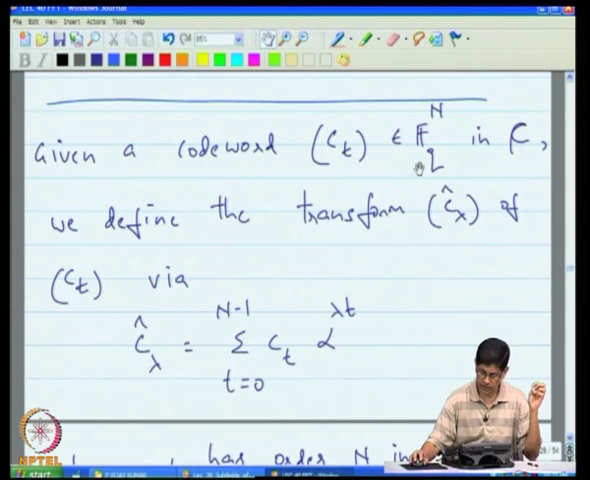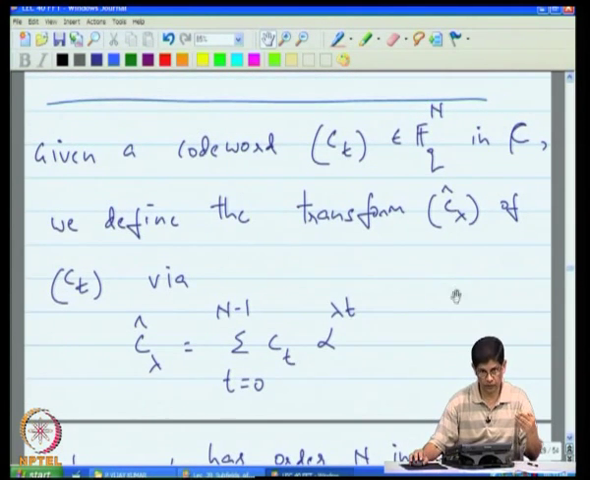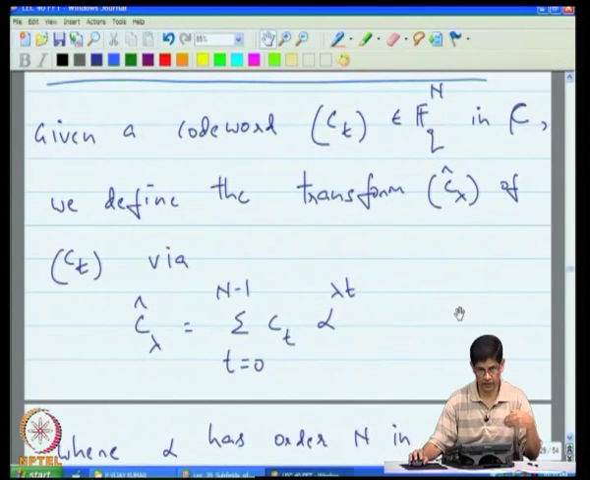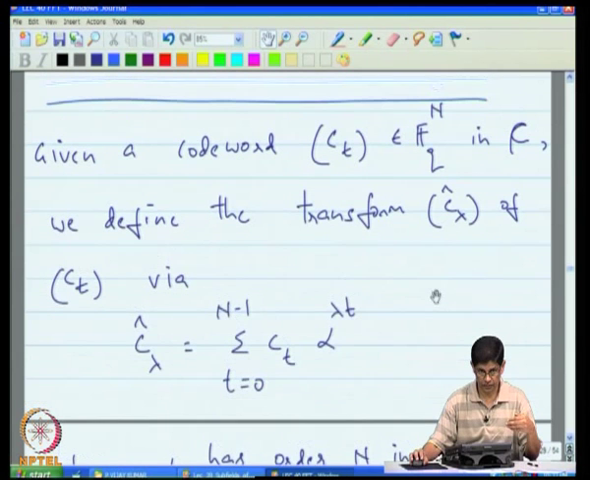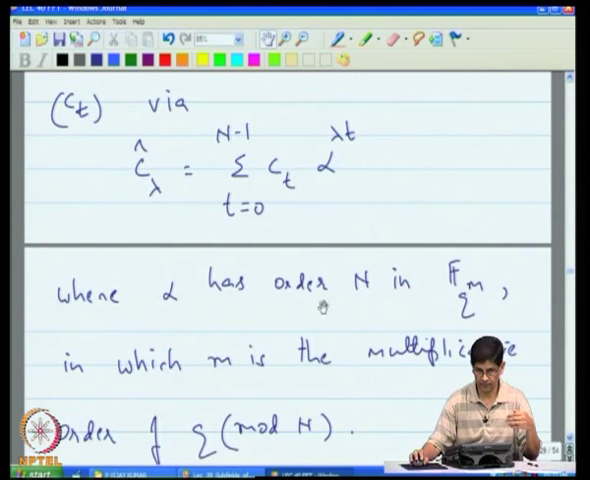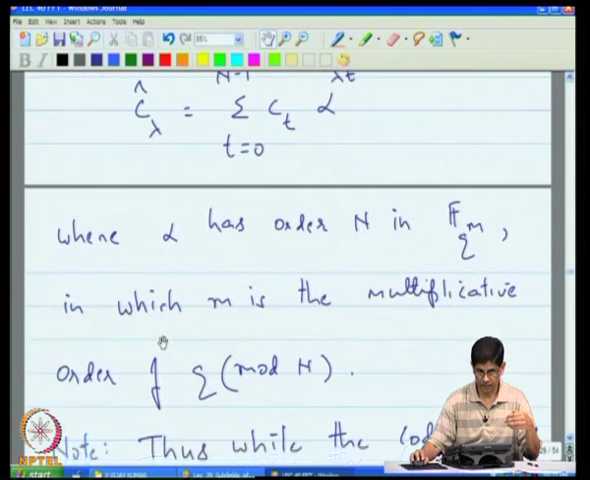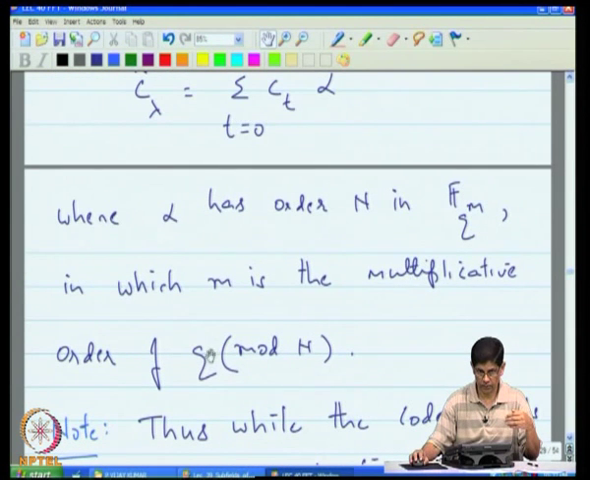Given a code word c(t), we define the transform. Now I am going to specialize our transform theory to the case of cyclic codes. So given a code word in a cyclic code, we define the transform of c(t) in this way. It's the usual definition, where alpha has order n in F_q^m, in which m is the multiplicative order of q mod n. So there is nothing new here.